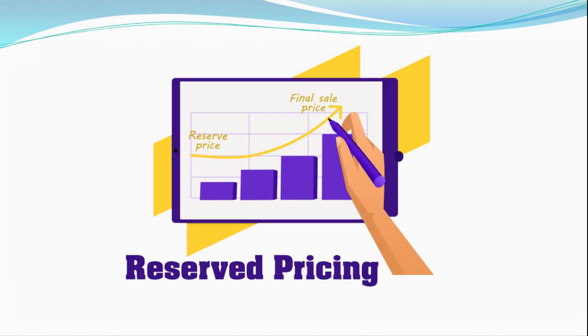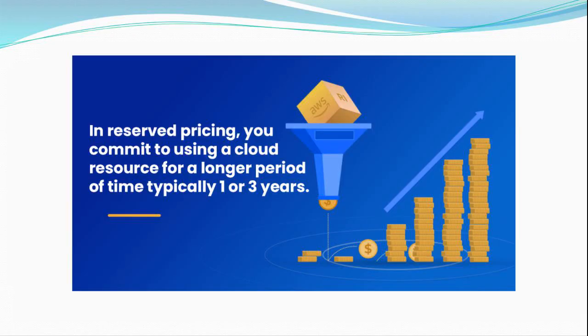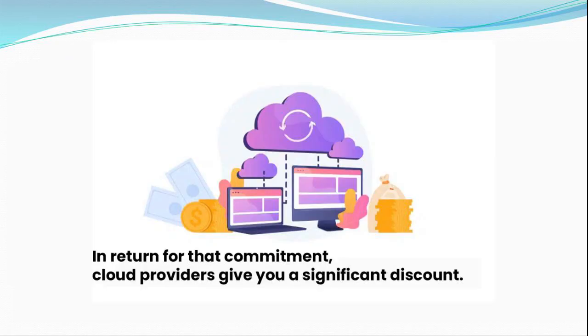Next, let's talk about reserved pricing. In reserved pricing, you commit to using a cloud resource for a longer period of time, typically 1 or 3 years. This model is often used for services like virtual machines or databases, where you know you'll need the resource for an extended time. In return for that commitment, cloud providers give you a significant discount. For example, if you commit to using a certain VM for 3 years, you might get 30% or more off the regular price.